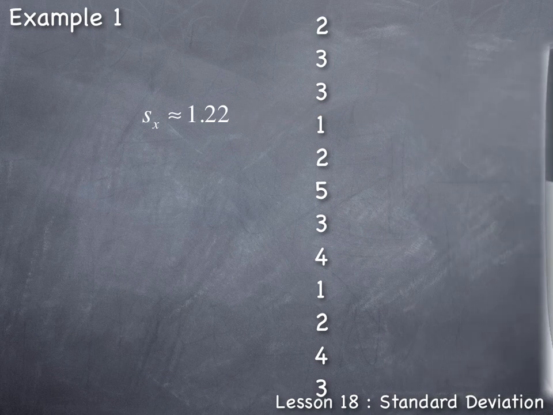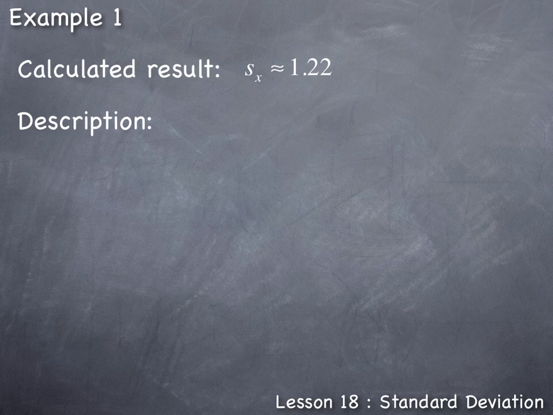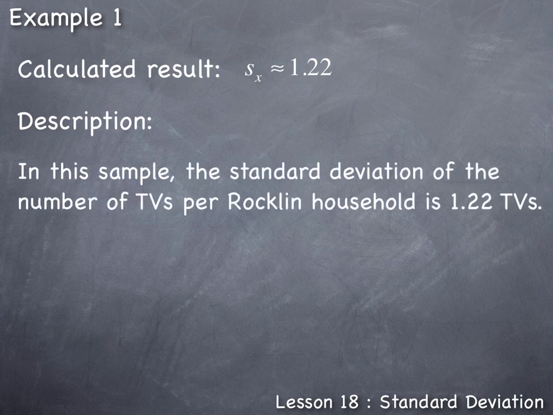Now that we have our calculated result, we can then describe the result. The description just merely reports in words the results that can be directly derived from the data. So in this case, we can say, in this sample, the standard deviation of the number of TVs per Rockland household is 1.22 TVs.